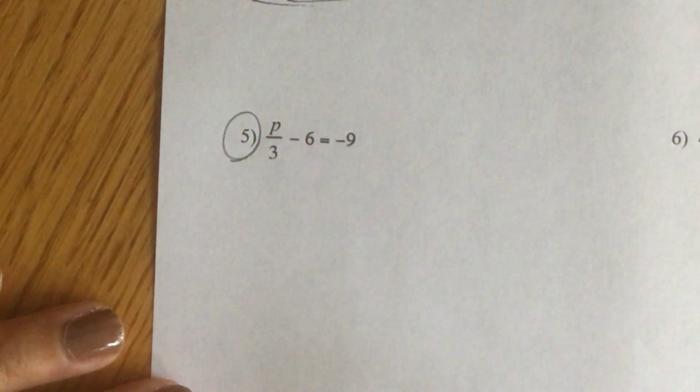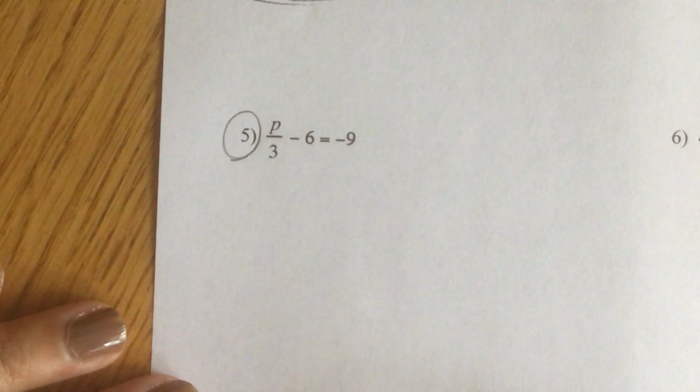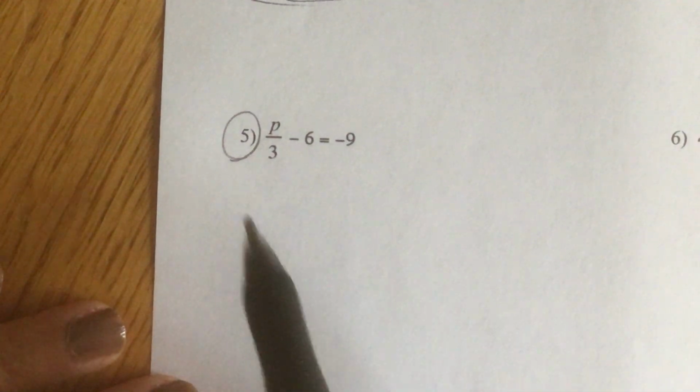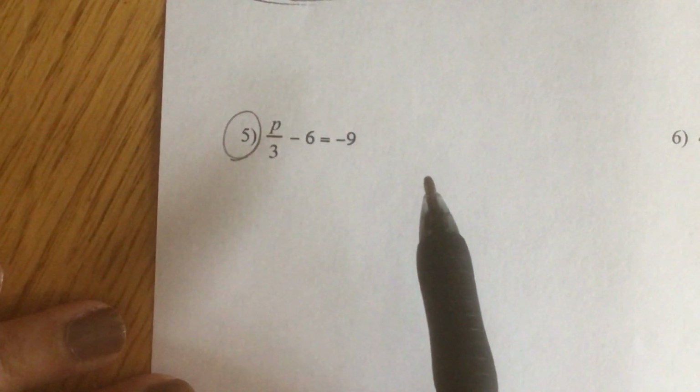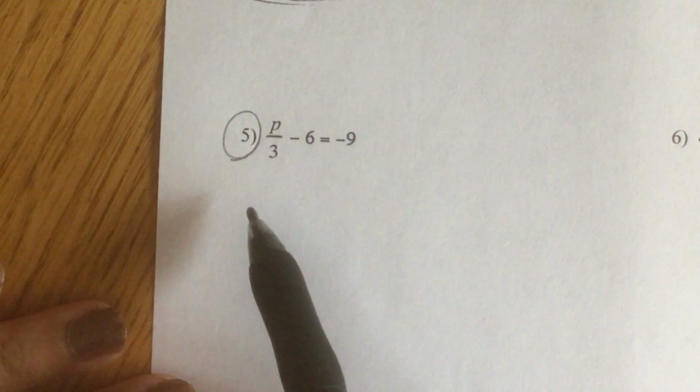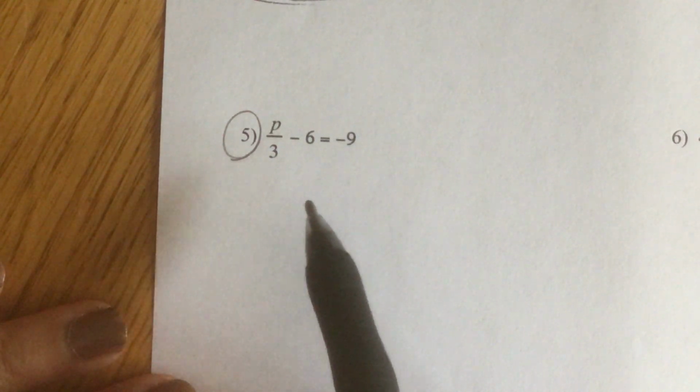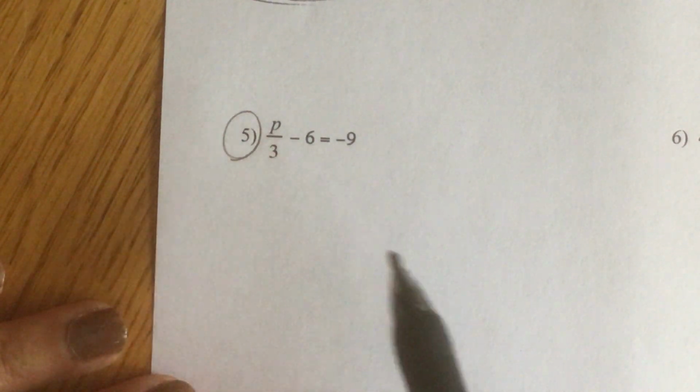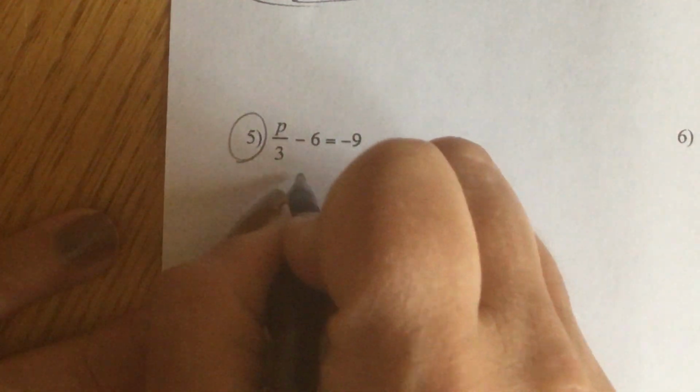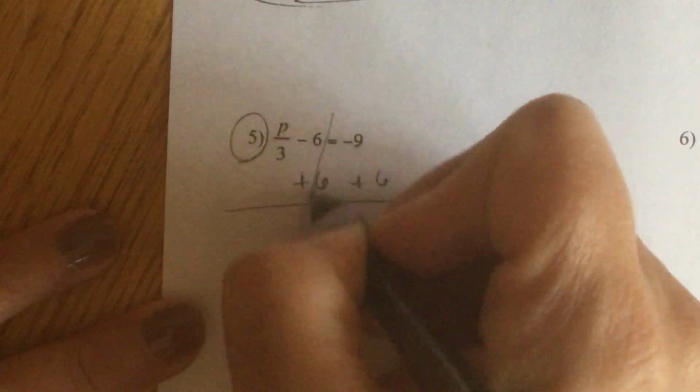On this one, you actually could work it 2 different ways. You could start by clearing the fraction and multiplying everything by 3. If you do that, you'll have p minus 18 equals negative 27. But I'm going to work it by adding 6 to both sides. We're going to work on clearing fractions later.